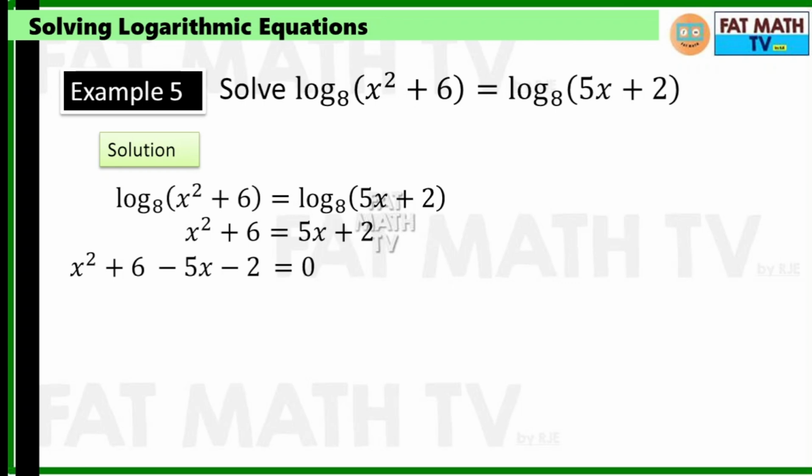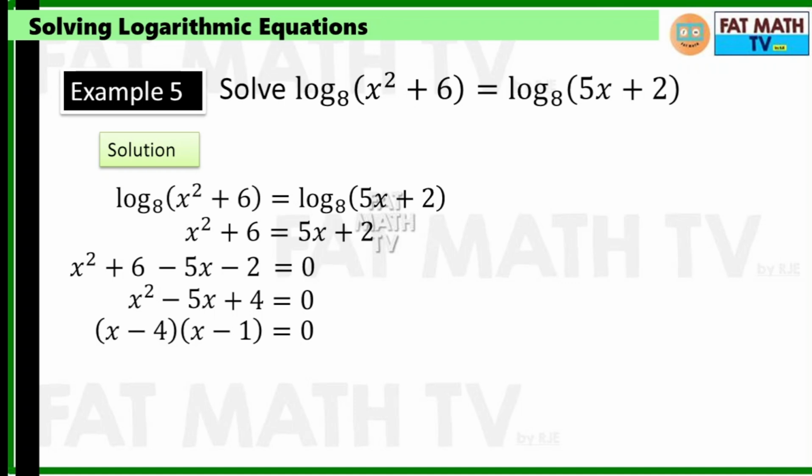And then we can combine like terms. Copy x squared and negative 5x. 6 plus negative 2 is positive 4. And then we can factor this. x minus 4, x minus 1. So you have to review your factoring techniques, your lesson in grade 8, so that you can easily factor quadratic trinomials. So you're looking here for factors of positive 4 that will give you a sum of negative 5. So the answers are negative 4 and negative 1.